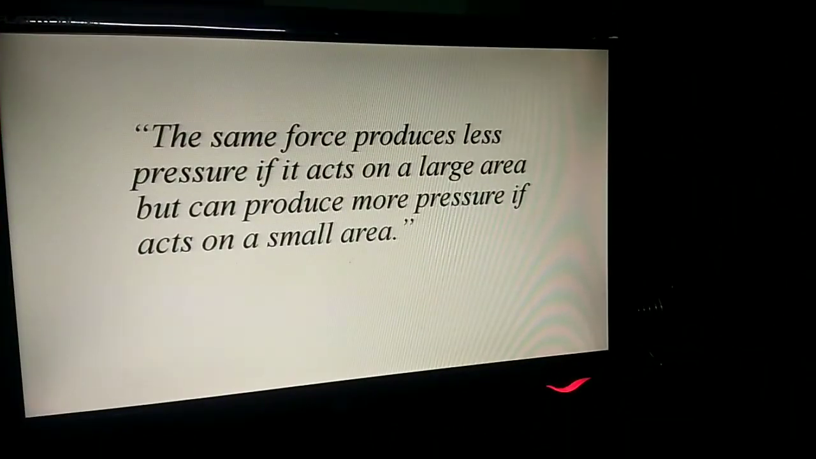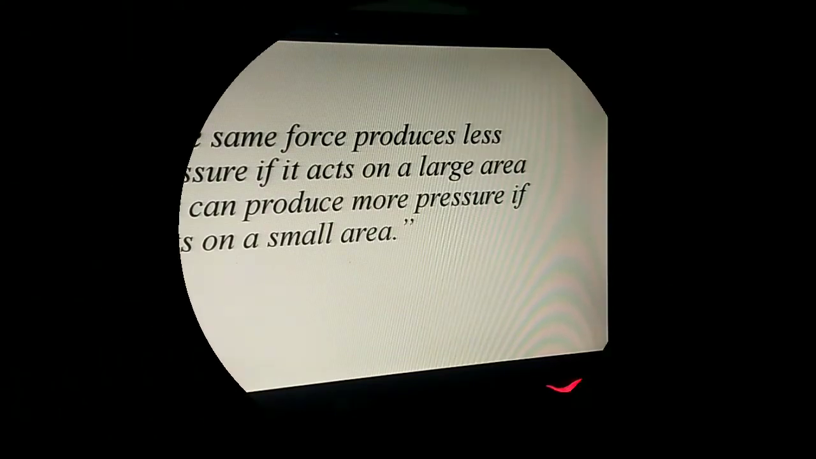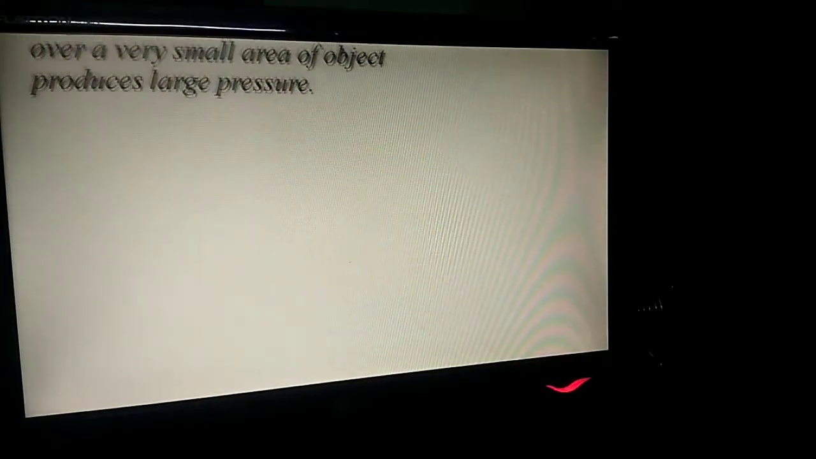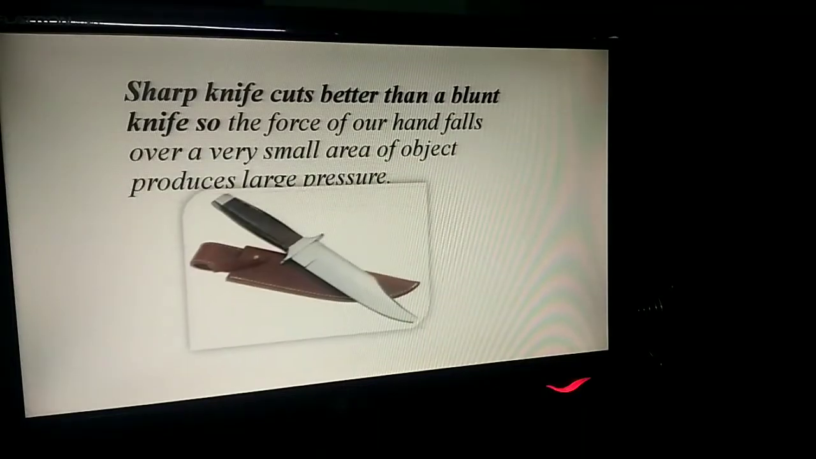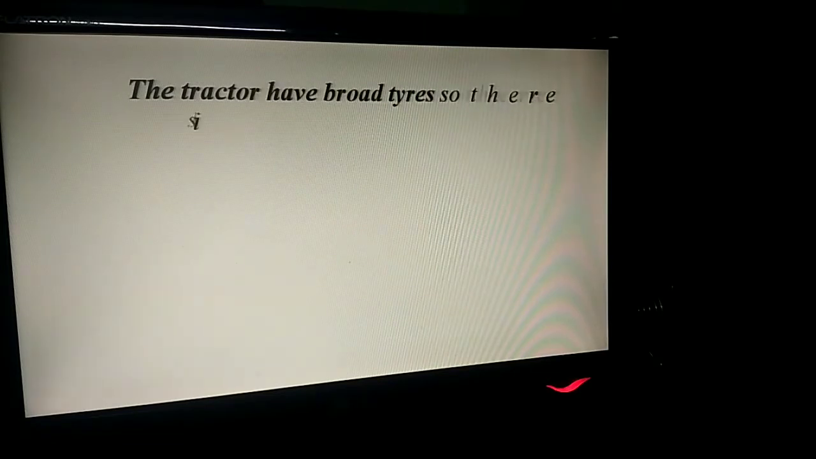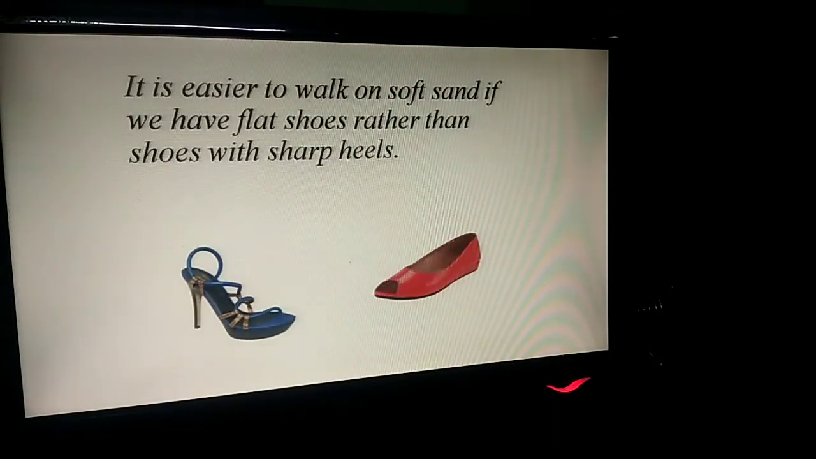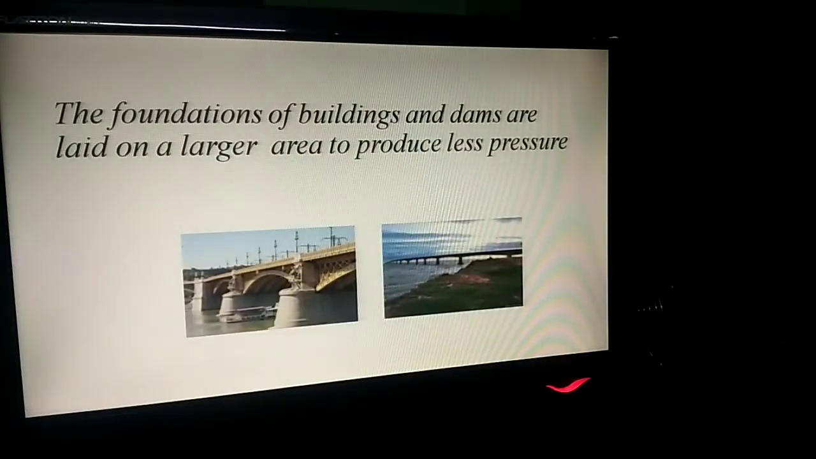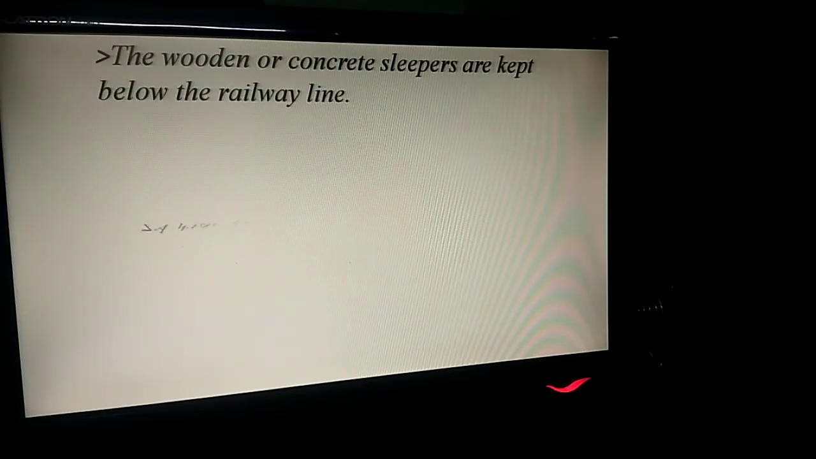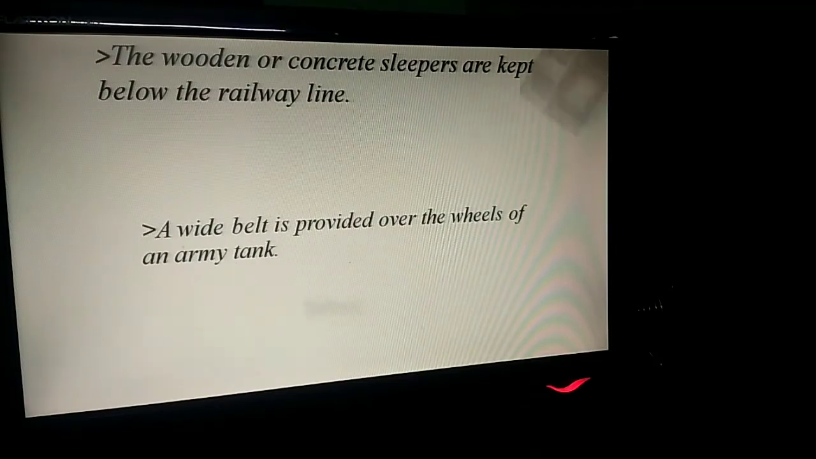The same force produces less pressure if it acts on a large area, but it can produce more pressure if it acts on a smaller area. Now, everyday applications: school bag, a sharp knife, a tractor having broad tires, then heels and flat shoe, bridges and railway track, wooden concrete slippers are kept.